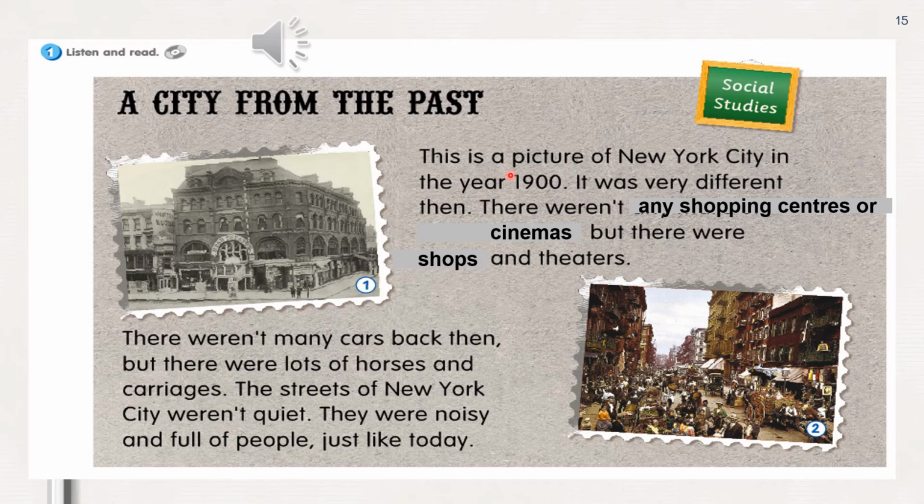This is a picture of New York City in the year 1900. It was very different then. There weren't any malls or movie theaters, but there were stores and theaters. There weren't many cars back then, but there were lots of horses and carriages. The streets of New York City weren't quiet. They were noisy and full of people, just like today.